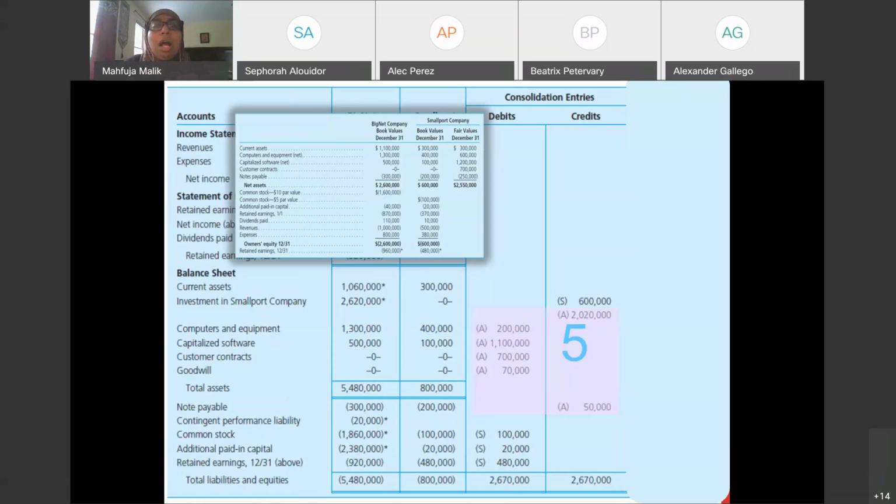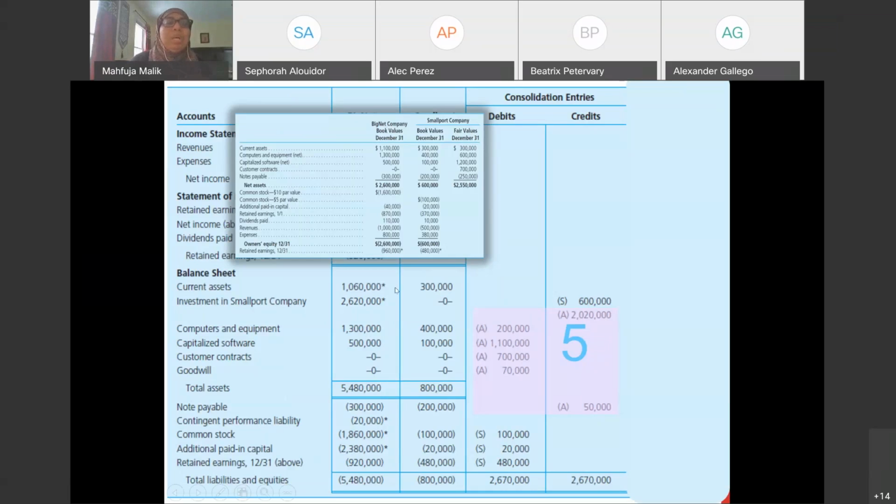So how much do I have to increase their computers and equipment? We have to increase their computers and equipment by 200,000. Now this is an asset. We have to increase it. So what are we going to do? We will debit it. So we debited computers and equipment by 200,000. And at the end, both together will reflect the fair value.